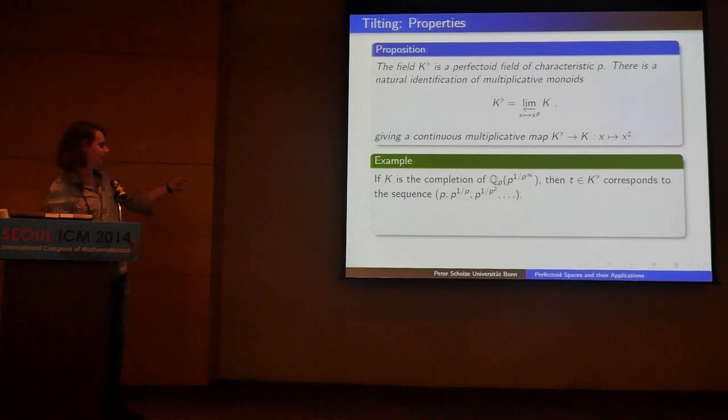So, again, let me explain what this does in an example. If K is the completion of my favorite field, then this element T in the tilt, I told you that the tilt is the Laurent series field, perfected, must correspond to some sequence of numbers in my field K, which are successive p-th roots of one another. And there is an obvious choice here. It's p, the p-th root of p, the p squared root of p, and so on. In particular, because the sharp map is just a projection to the last term, this means that T sharp will be p.